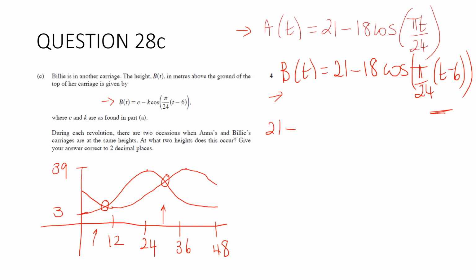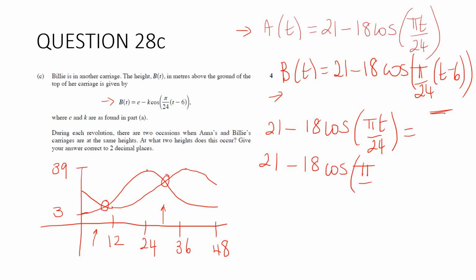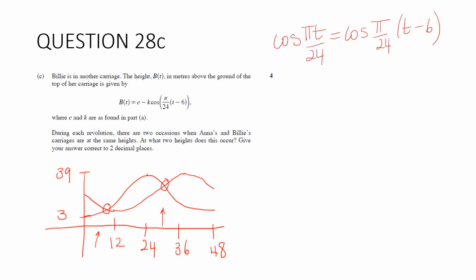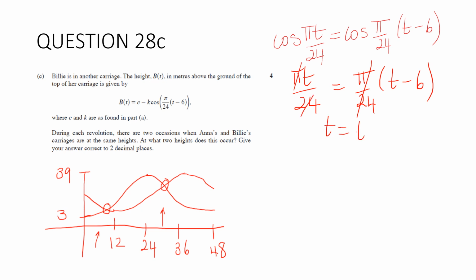So 21 take 18 cos pi t on 24 is equal to 21 take 18 cos pi on 24 (t minus 6). And really what that all boils down to is equating cos pi t on 24 with cos pi on 24 (t minus 6). Now this doesn't work. Pi t on 24 equals pi on 24 (t minus 6), because once we've cancelled all of this out, we get t is equal to t minus 6. In other words, 0 is equal to negative 6. So it doesn't work.